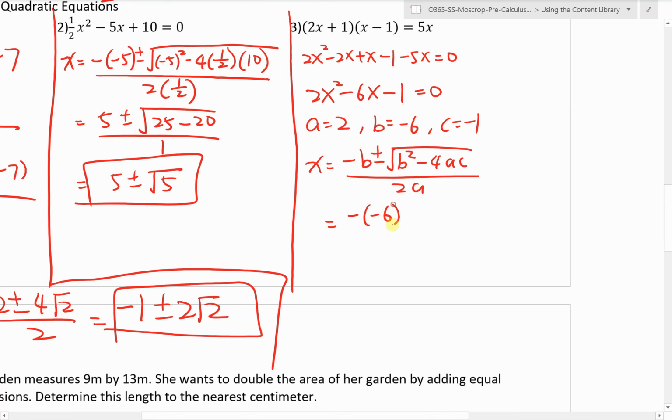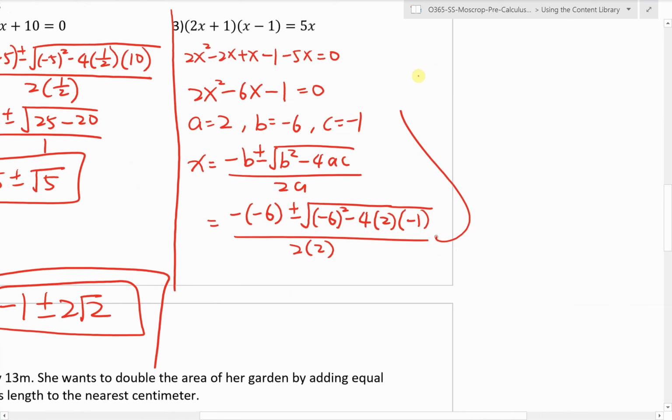Negative b, so negative of -6, plus minus square root of b squared minus 4. So -6 squared minus 4 times a, which is 2, times c, which is -1, divided by 2a, so 2 times 2. So this is going to be 6 plus minus, negative 6 squared is 36. Minus 4 times 2 times negative 1 is plus 8, divided by 4.